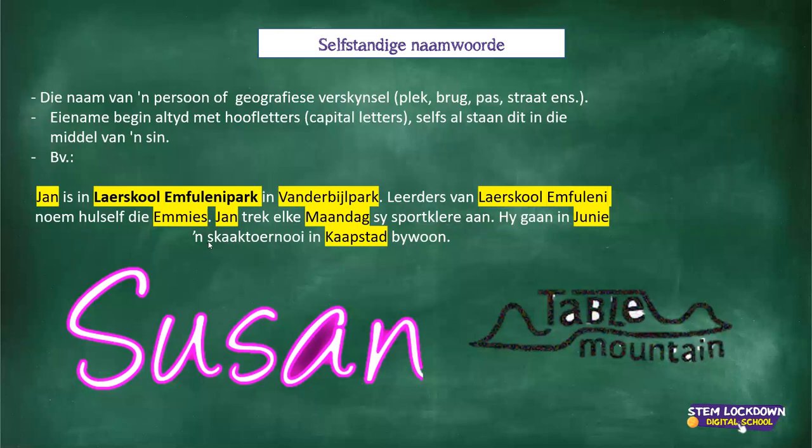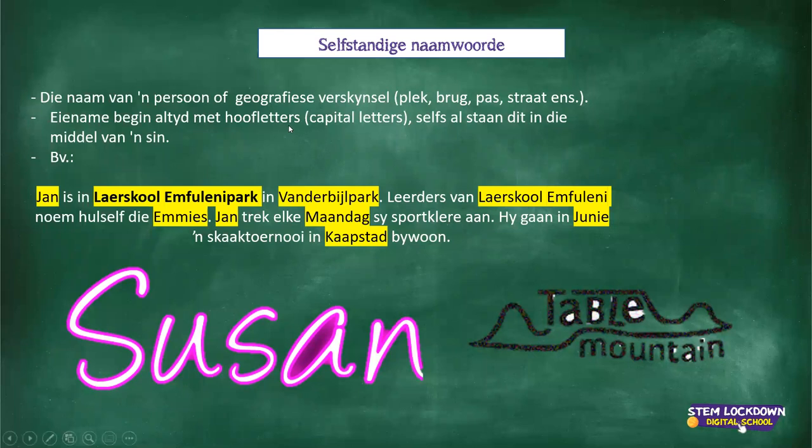a chess match. He will be playing chess in Cape Town. So that's what the sentence is about. I have highlighted all the proper nouns for you in the sentence, and you'll see that everything is written in capital letters. Do you see there? So proper noun, names of places and people, proper capital letters.